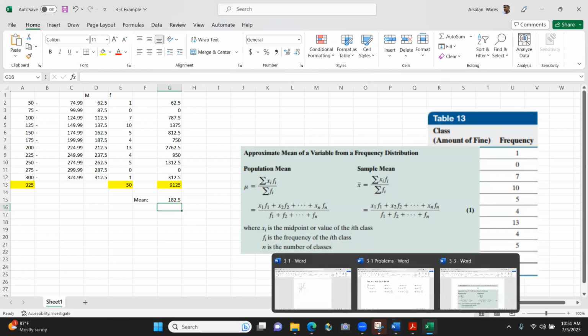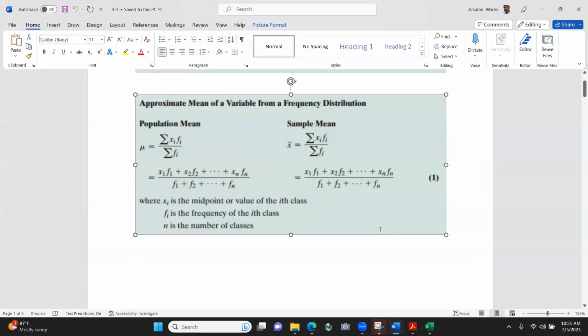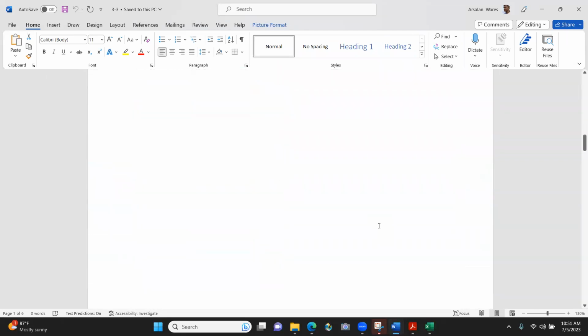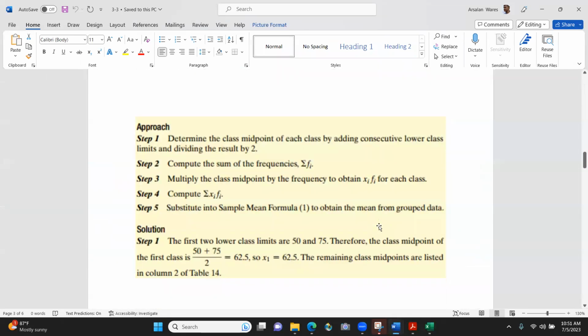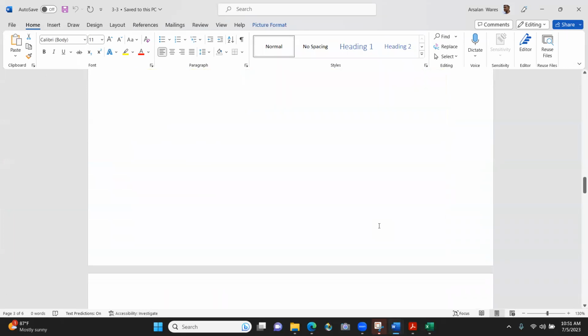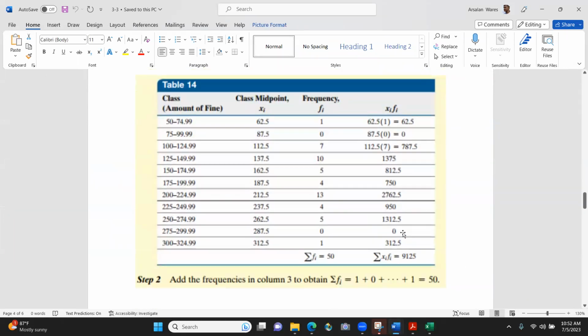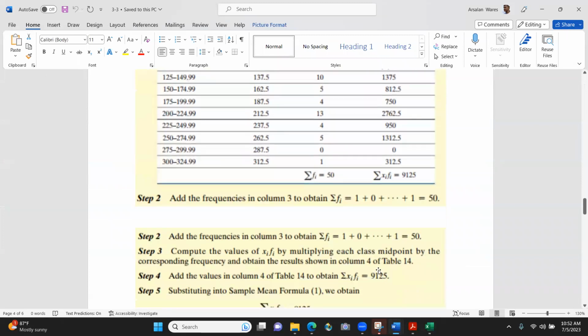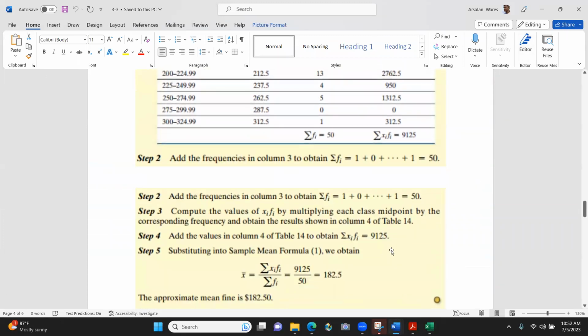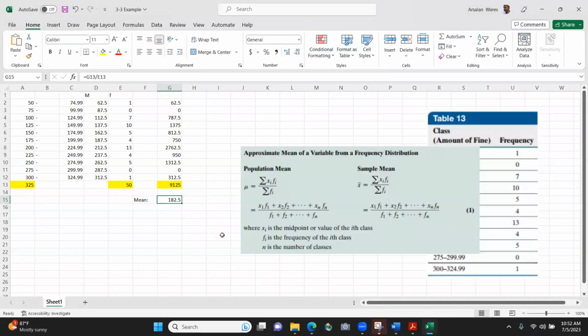All right. Now, let me see what's going on here. They got 50 for that. They got 182. So the answer according to your book is 182.5. I hope I got the same thing. 182.5. Not bad. So good. Once again, the mean is done exactly the same way for both sample and population.